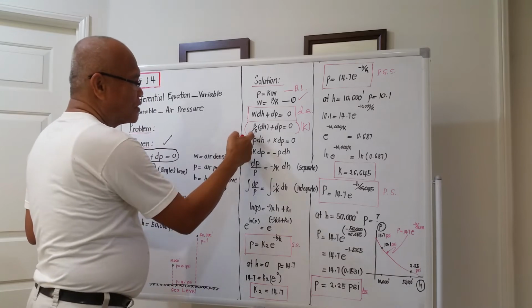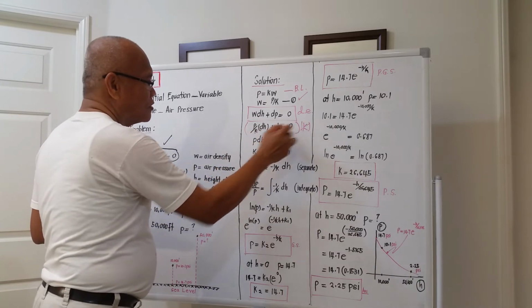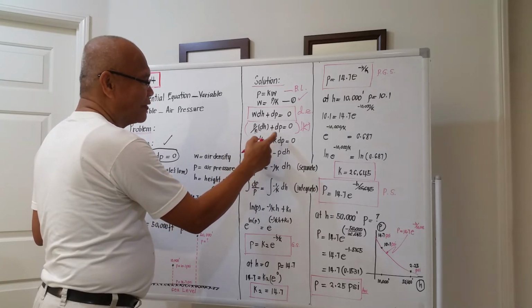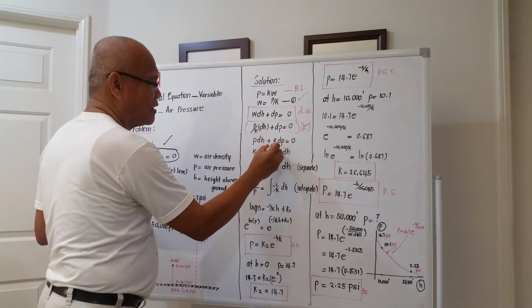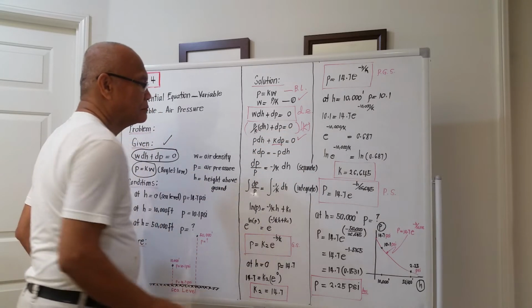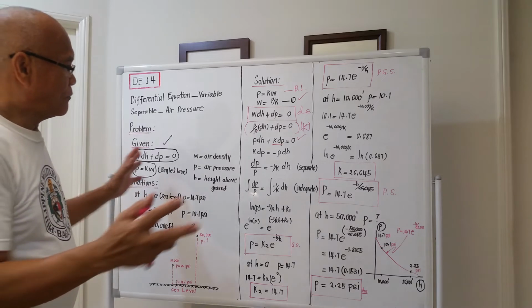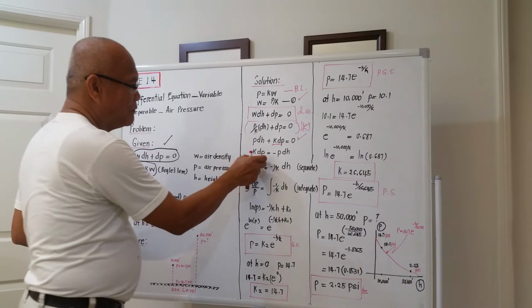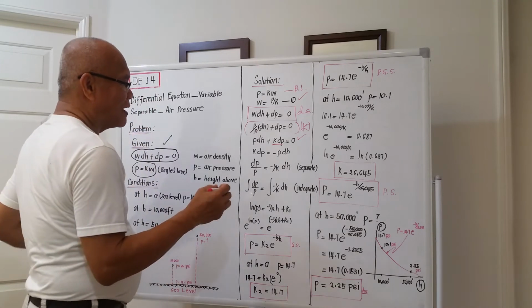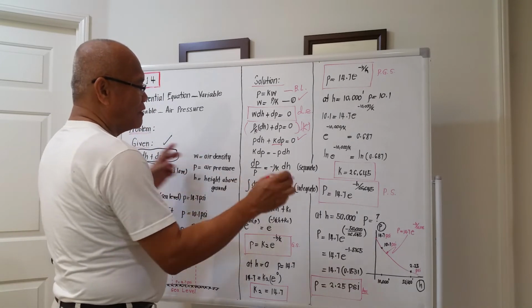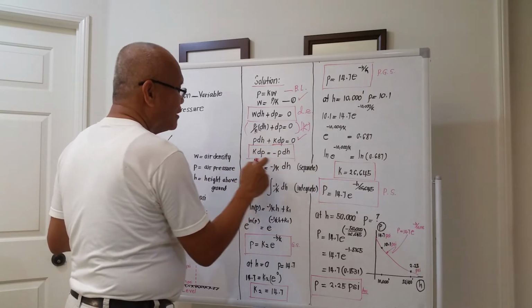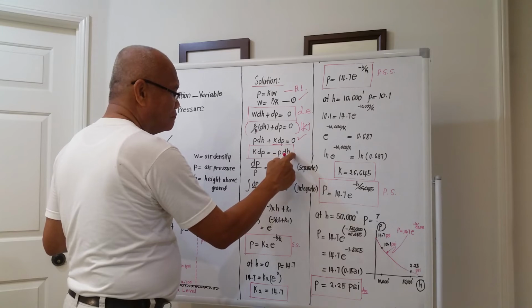First one, this will cancel. So what will come out will be PdH. Second one, it will be K times dP. And 0 times K will still be 0. Algebraic manipulation, KdP equal to negative PdH. Then we'll try to separate the variables now. This is now the resulting differential equation containing pressure and altitude.